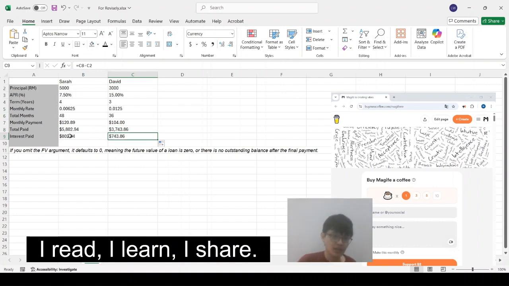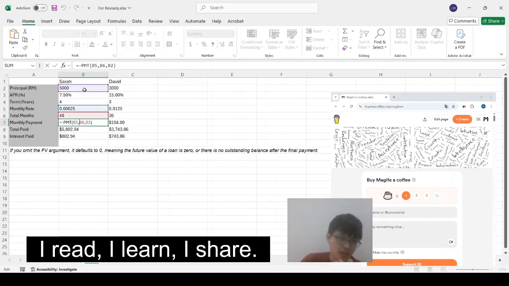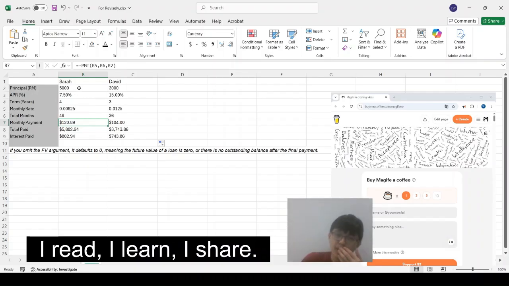So the question is who pays more interest. So basically Sarah pays more interest. So why? It is probably because the PMT function calculates the monthly payment or monthly repayment. So it involves three inputs: principal, monthly rate, and the term. So you can see here is the principal.